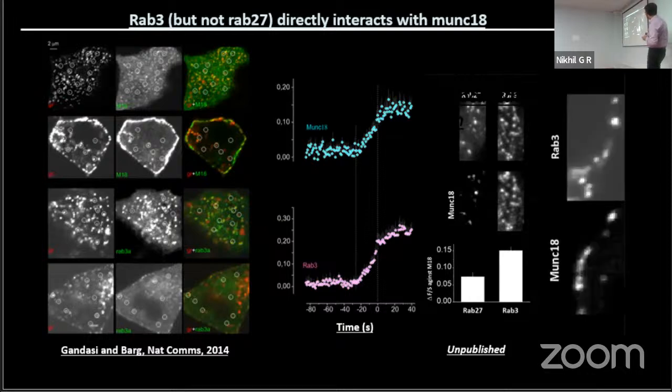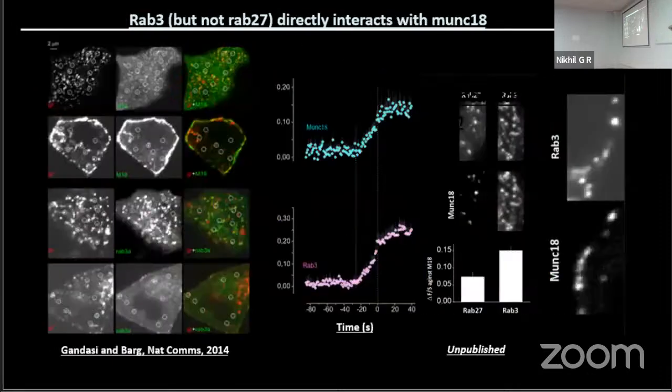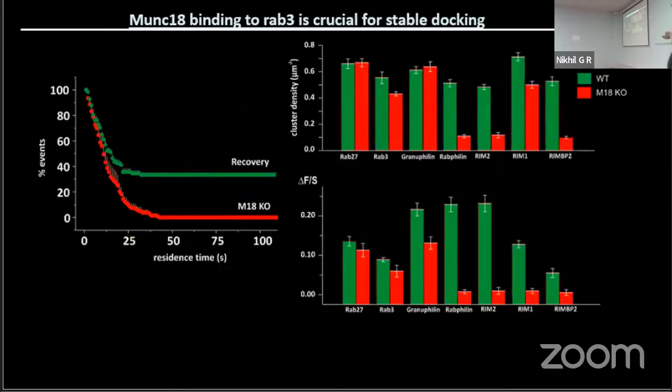So with all this, since RAB3 and MUNC18 localize together, we knocked out MUNC18 to see what happens. When we did that, all the other proteins like RIM1, RIM2, RIM binding protein 2, all of which are present in docking, also went down. You can see the decrease there. This means there is a signal present on the vesicle, and when you take out that signal, there is very little docking, which means that signal was critical to bring the vesicle down. You can also see that the clustering goes down massively.